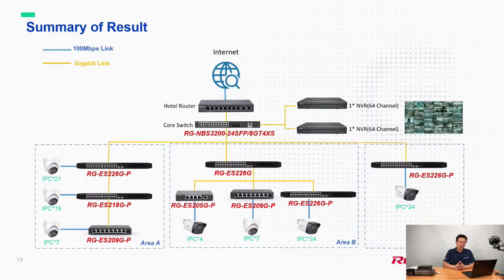But maybe some guys may ask why, for the area A, which connects 7 IP cameras, we suggest a gigabit switch. Because a gigabit switch can provide enough bandwidth and performance to transmit the video stream, and can ensure the CCTV system is more reliable.